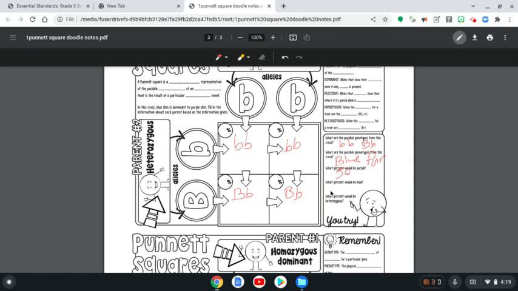Okay. What percent would be blue? 50, because we have 2 capital B's, or dominant B's. What percent would be heterozygous? That would be 50 as well. Okay.